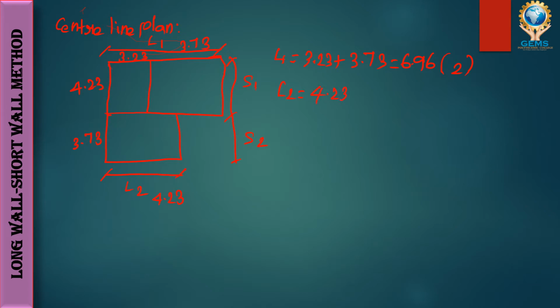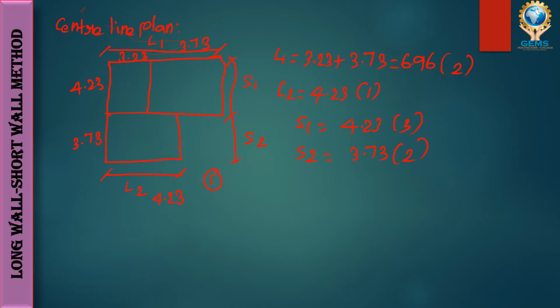But we have only one side, so n equal to 1. Then for S1, S1 equal to 4.23. We have three walls, right? Not three sides, three walls. So n equal to 3. Then for S2 we have two sides, so 3.73, two numbers. So these are the dimensions, the lengths we found for the long wall and short wall. Using this we are going to find out the excavation.